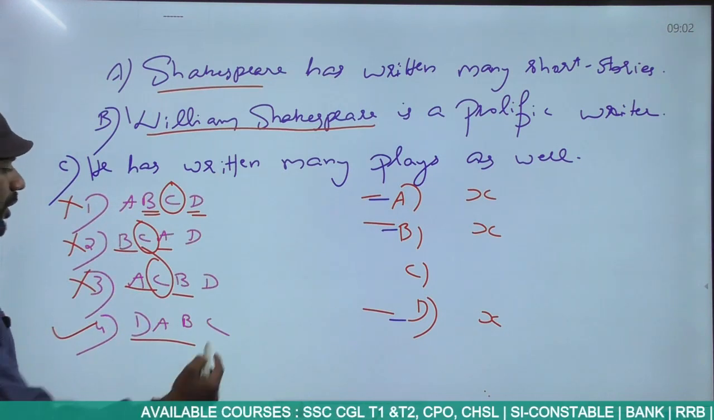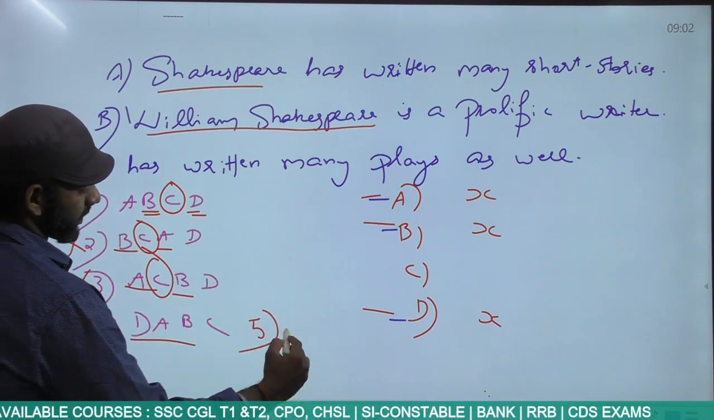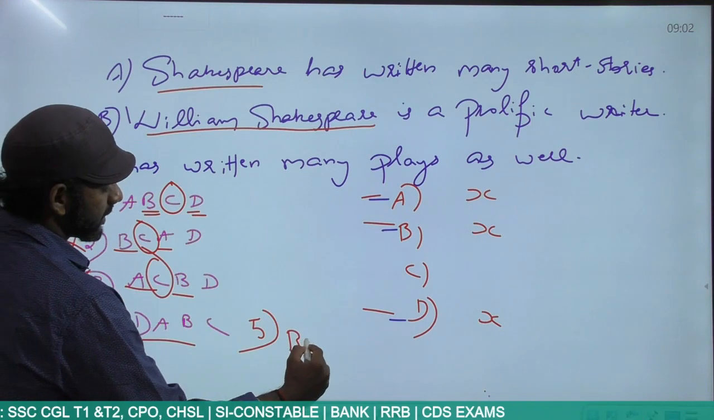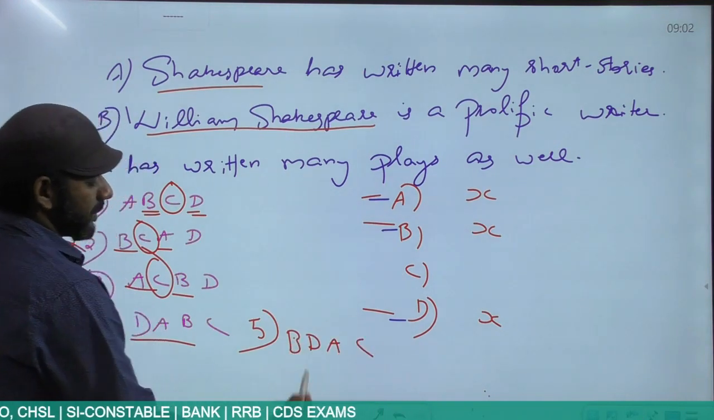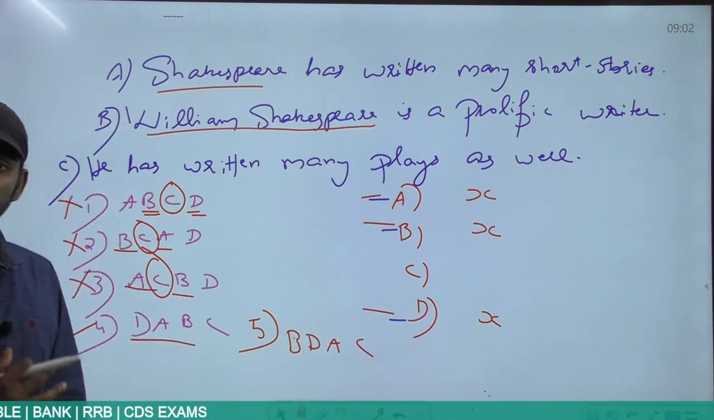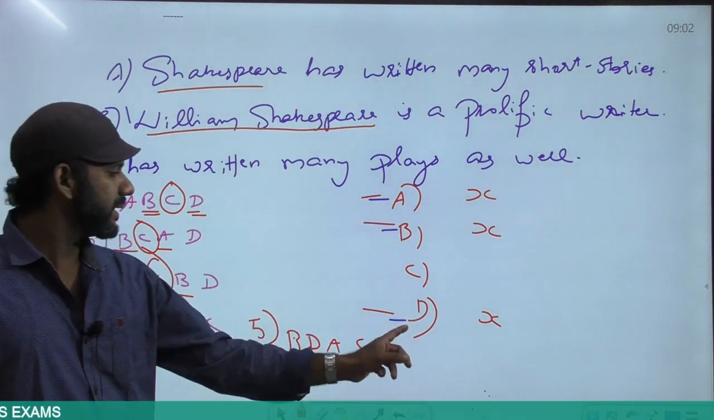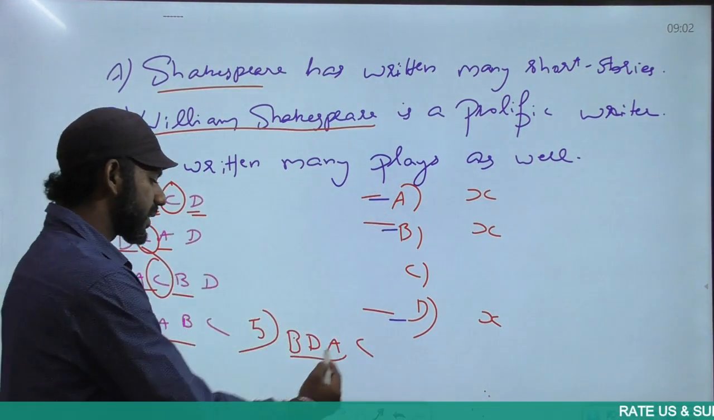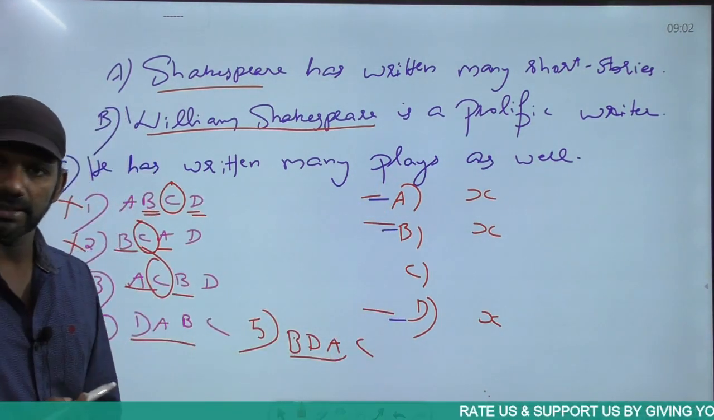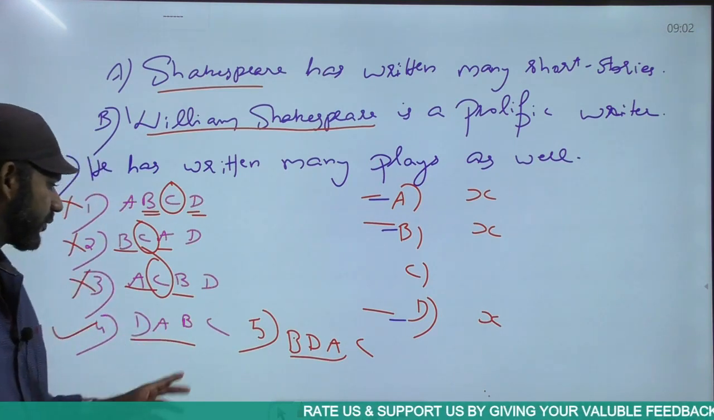Now I give you one more option. Option 5, B, D, A, C. It must be considered, because B, D and A are coming together. This must also be considered. Now we have two correct options, 4 and 5.